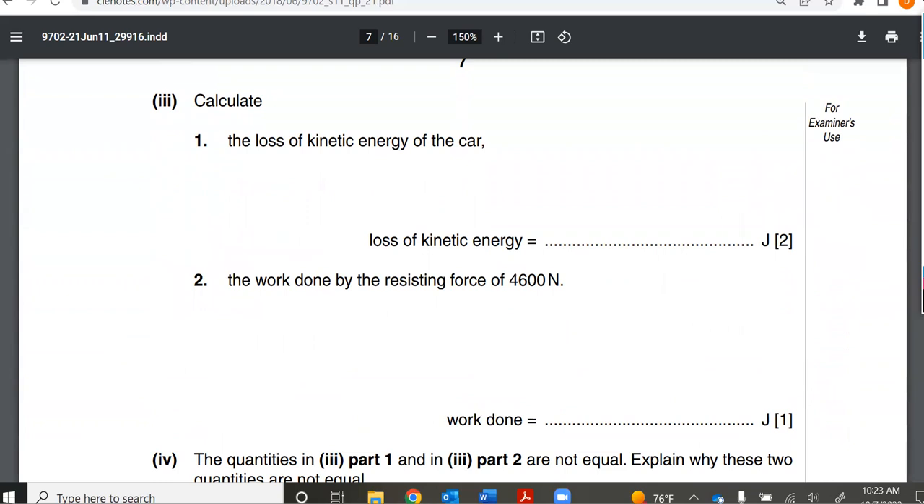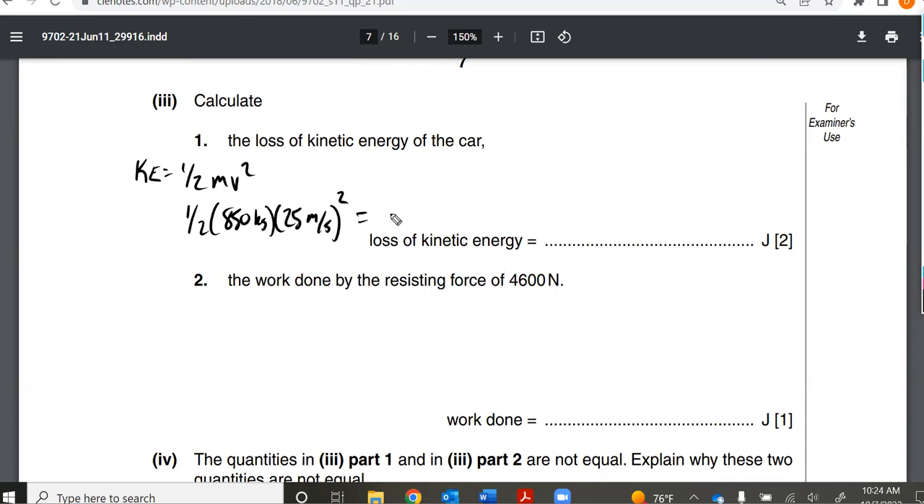Now we need to calculate the loss of kinetic energy of the car. So we've got some kinetic energy equal to 1/2 mv squared, and it's going to go to 0 because the final speed is 0. So when we plug that in, this is pretty straightforward. If we calculate the initial kinetic energy before it applies the brakes, the loss is going to be all of that, because it goes to 0. So that's the loss in kinetic energy.